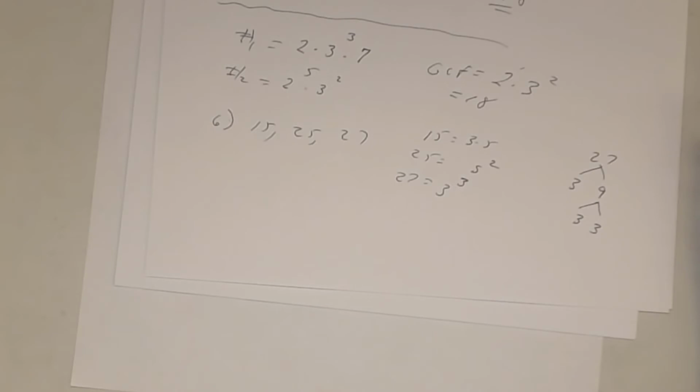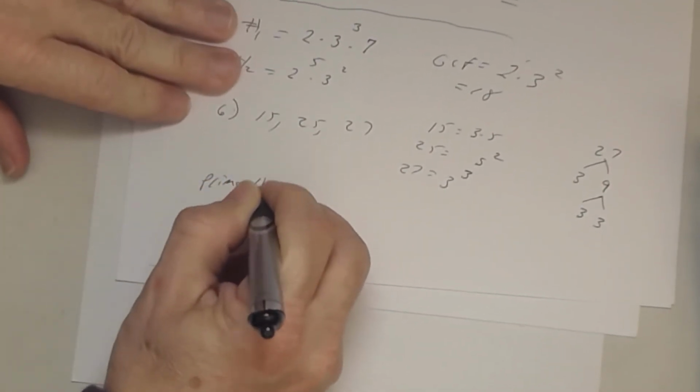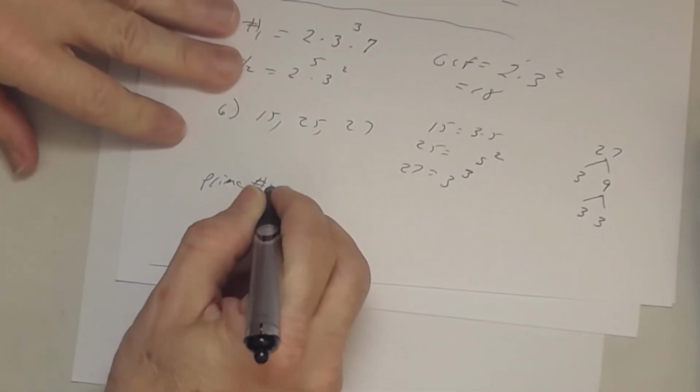Do those 3 numbers share any prime numbers? No, prime. One's not a prime. But let's talk about prime for right now. Do those 3 numbers share any common prime factors? No. Now, one's not a prime. What's the smallest prime number? Your prime numbers are 2.